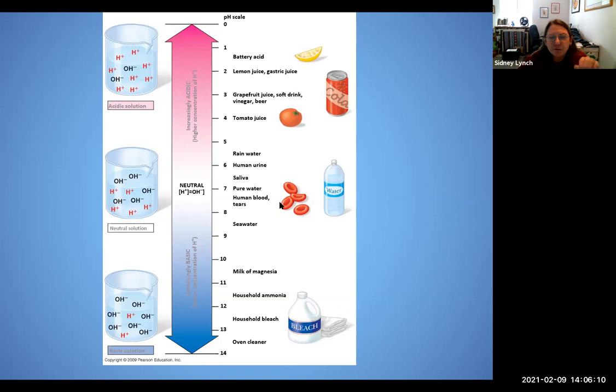Pure water would be water with all the minerals and everything taken out of it. And that's neutral. Human blood is a little bit basic. Seawater, a little bit more basic. And going down to some household chemicals, ammonia, bleach, and oven cleaner. Oven cleaner, nasty, very basic stuff. So anything at the high end of the base scale or the low end of the acidic scale is very damaging to tissue. So you don't want to come in contact with things that are very acidic or very basic. They're both very dangerous.